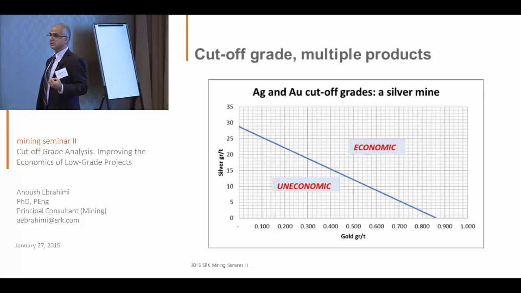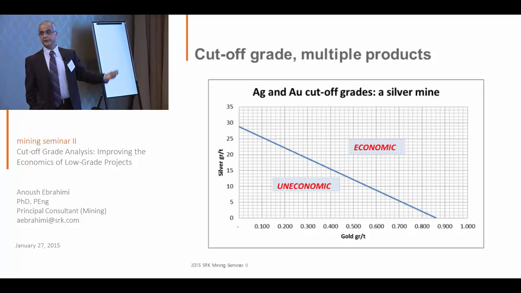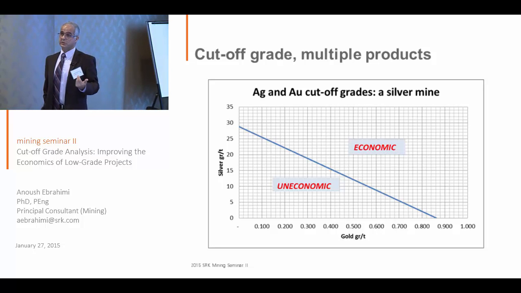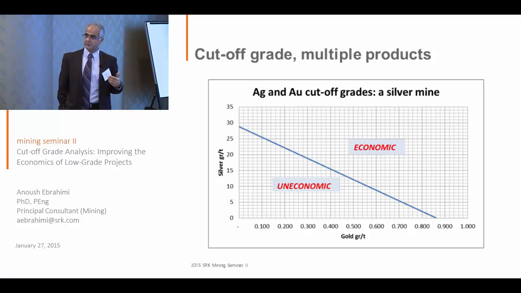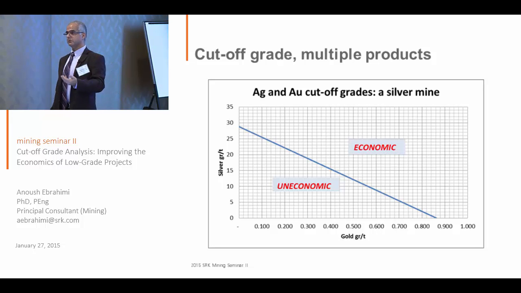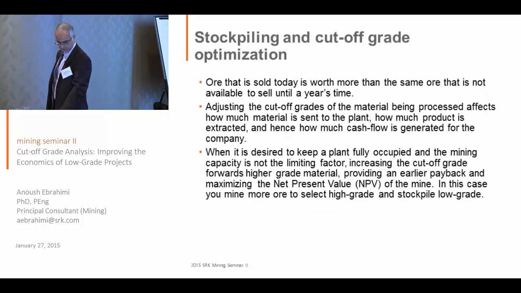The reason is that in this example, if you go to 0.80 gram per ton gold, it's below cutoff grade, but because you get some credit from your silver, it pays you more money and you can really mill it. It pays off all those extra costs.